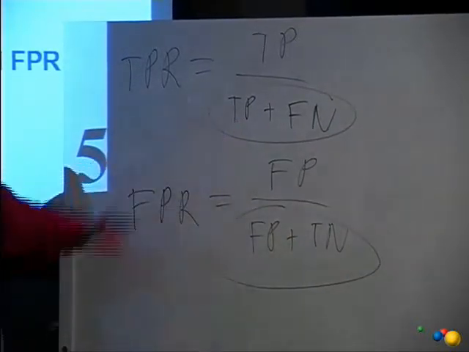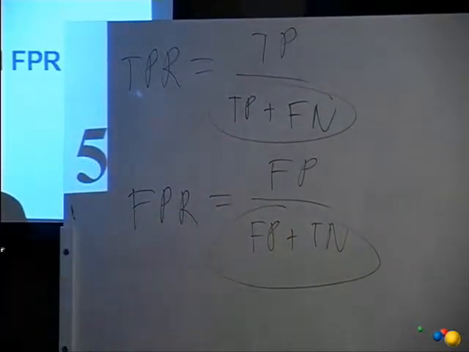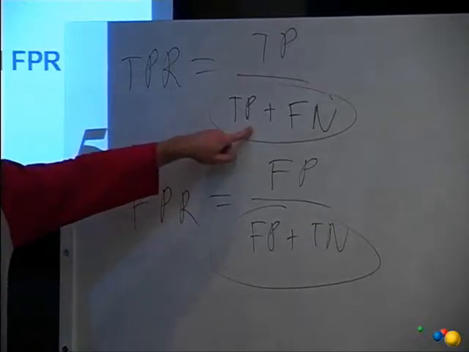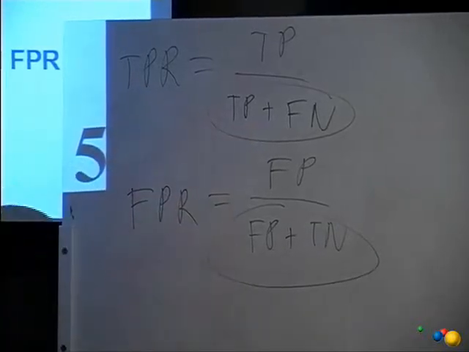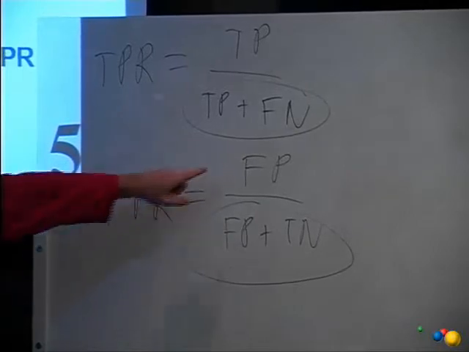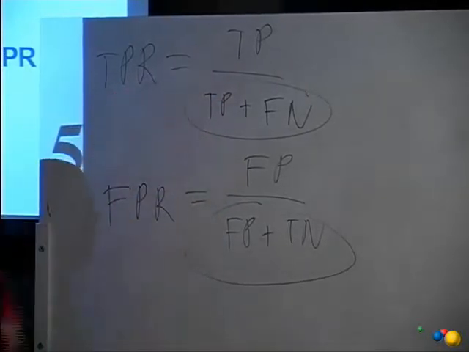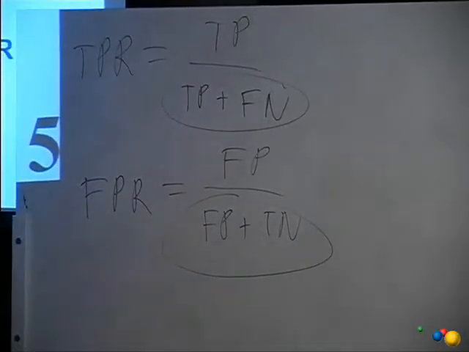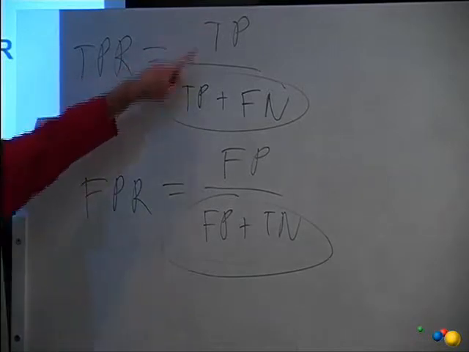So those never change. As you're making your ROC curve and you're going from left to right, this always is the number of positives in your data. This is always the number of negatives in your data. Those never change. The only thing that changes as you're making the ROC curve is the numerator. As you increase the number of positives that you classify, this goes up and this goes up.